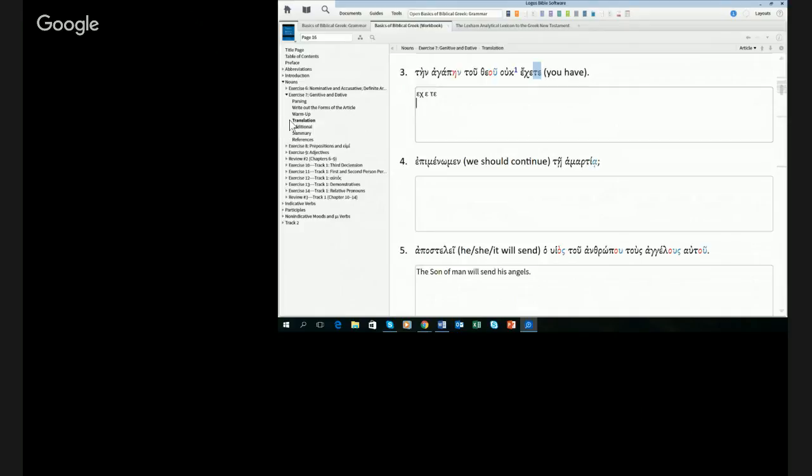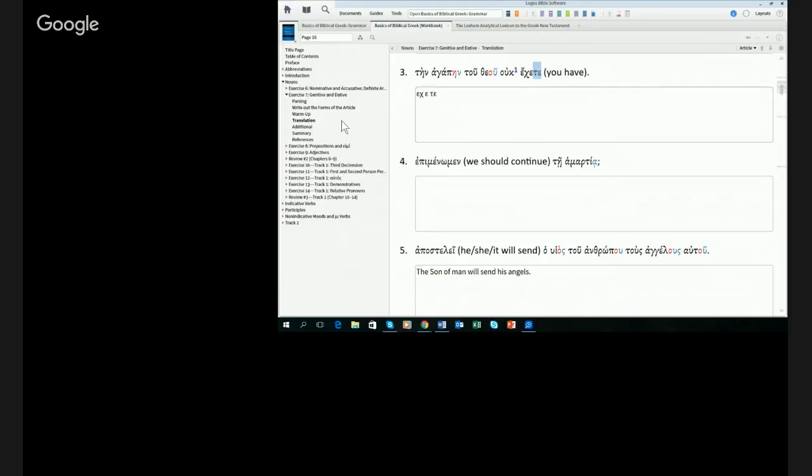Tein agapein, we've got a stem vowel ending in eta, so it's first declension. Case ending nu, accusative singular. The article confirms it's accusative singular. An accusative noun is going to function most likely as the direct object of the verb. So, you do not have tein agapein, the love.